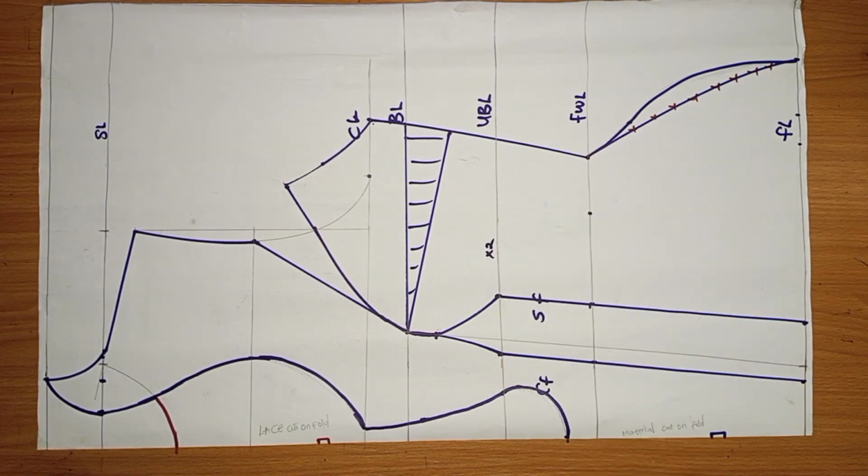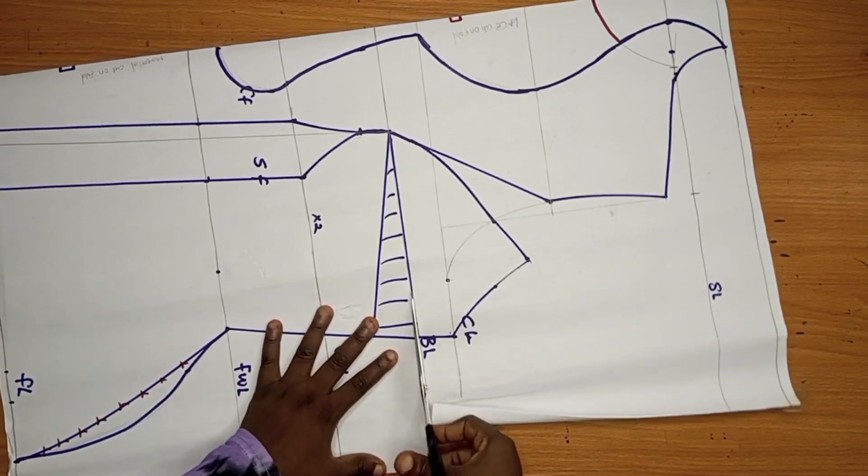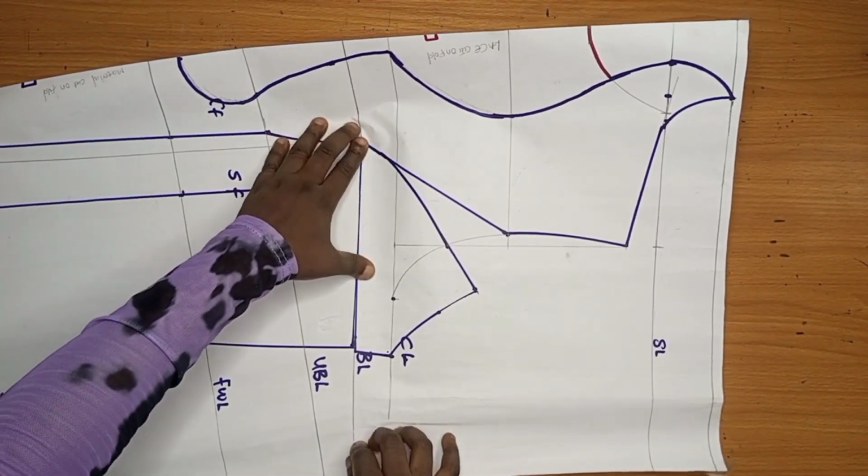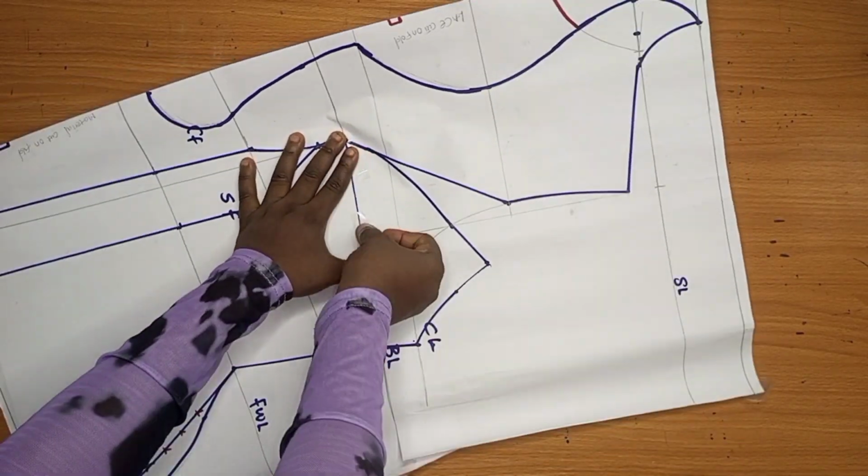Now I'll go ahead to close the side dart. So I'm going to be cutting through my bust line like so to this point here, and then I'll go ahead to close the side dart using my tape to tape this in place.